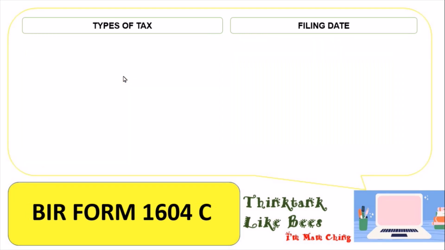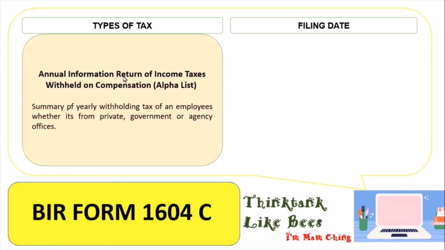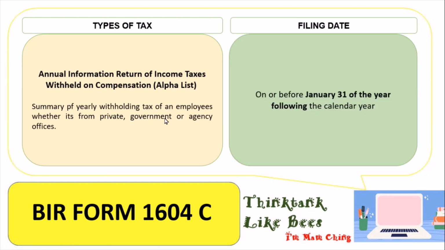Annual Information Return of Income Tax Withheld on Compensation, or Alphalist, is the summary of the yearly withholding tax of an employee, whether from private, government, or agency offices. Filing should be on or before January 31 of the year following the calendar year. So, for example, if the calendar year is 2020, then you need to file it on January 31, 2021.